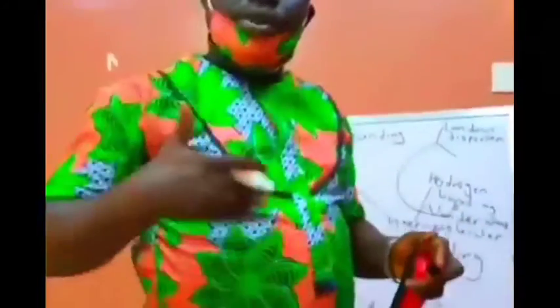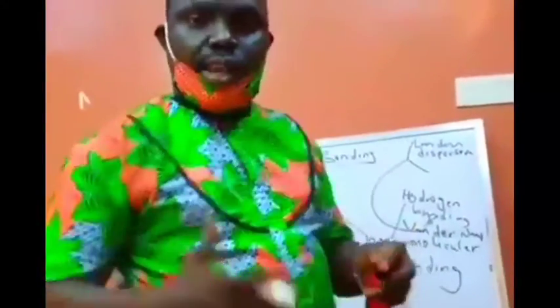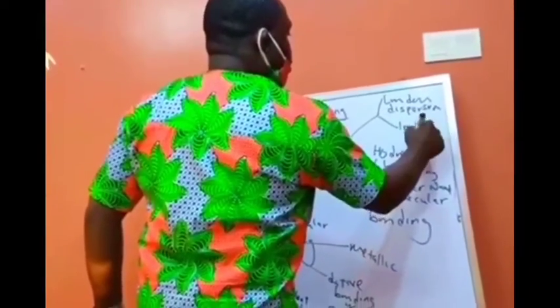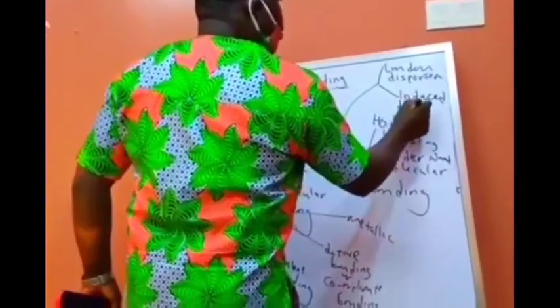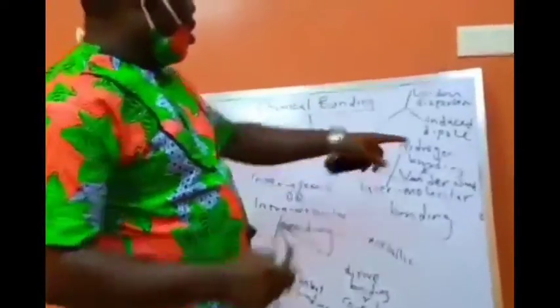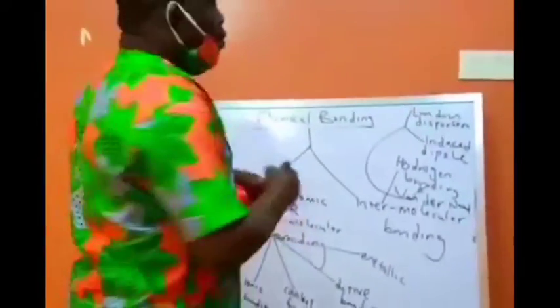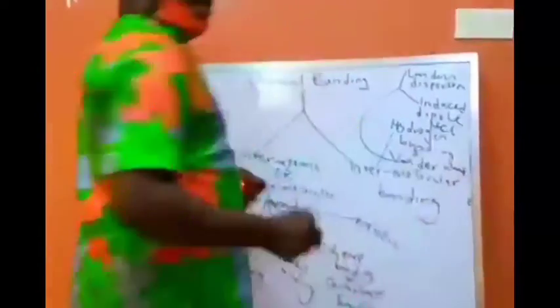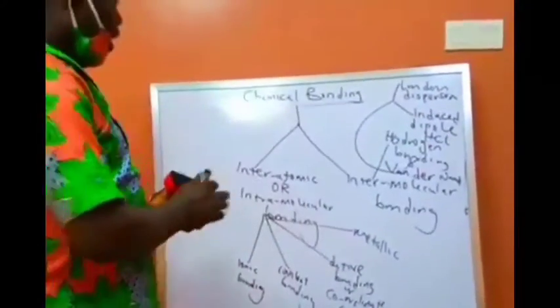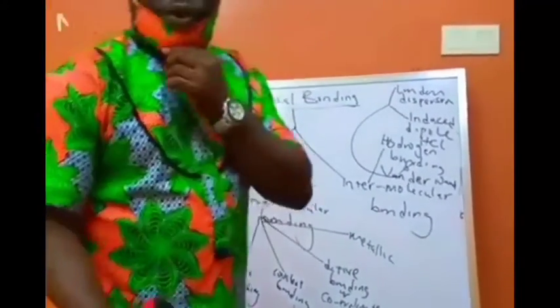Okay, London dispersion is just telling you about molecules that are symmetrical, the same symmetrical molecule like ethane. Okay, then we have induced dipole. Okay, this is another example. Example of induced dipole is your polar covalent, like your HCl.